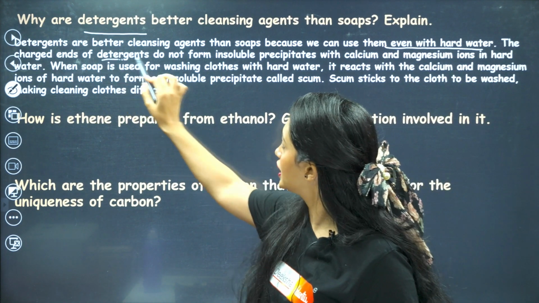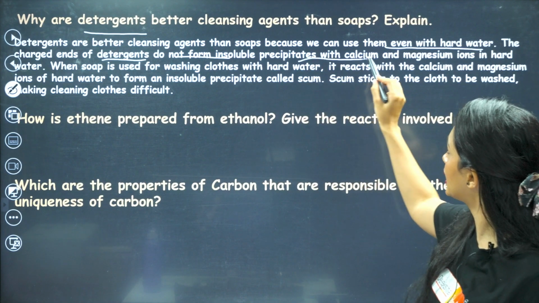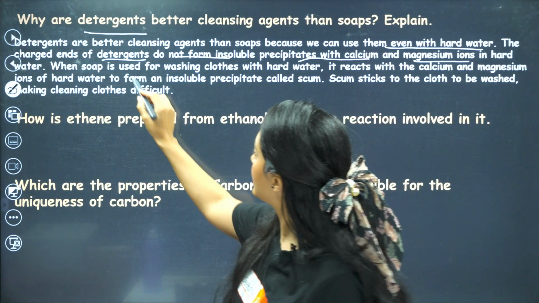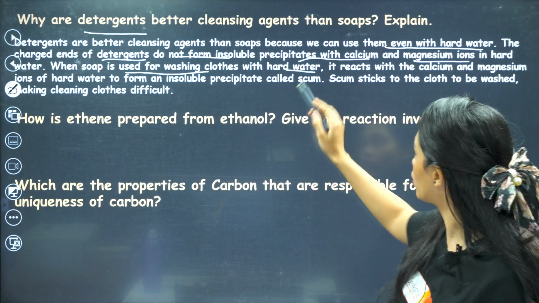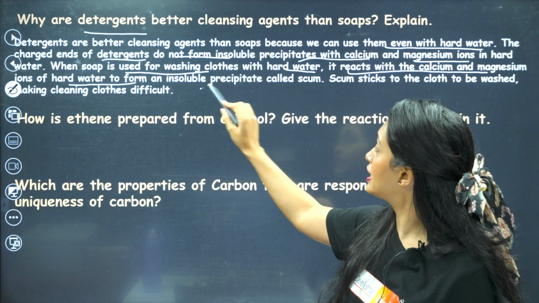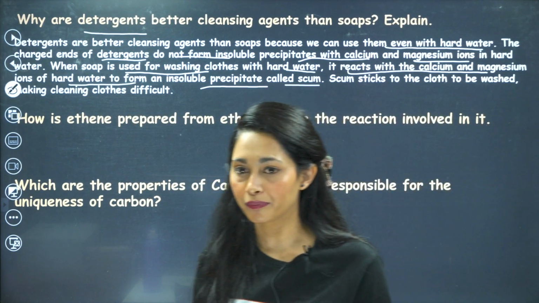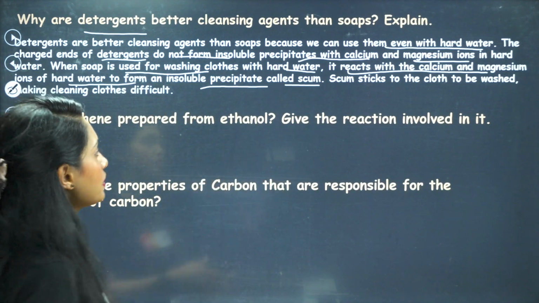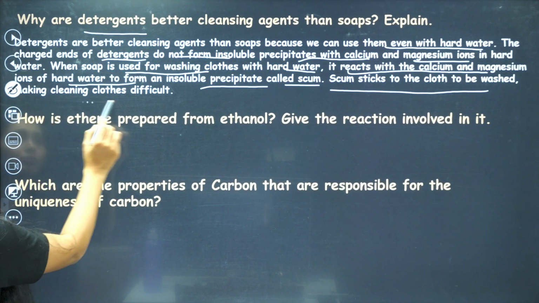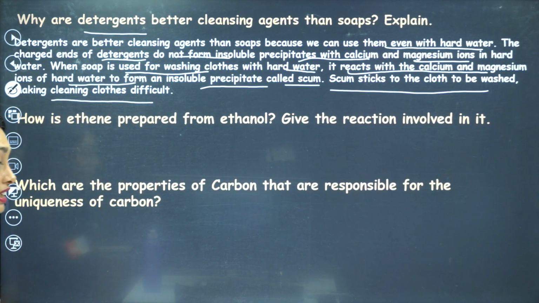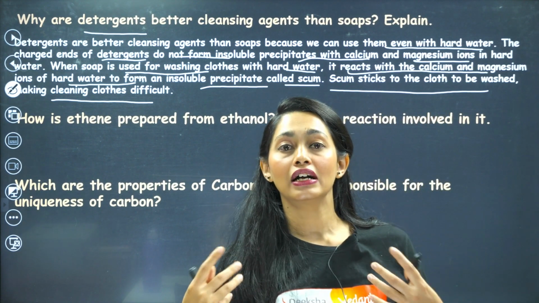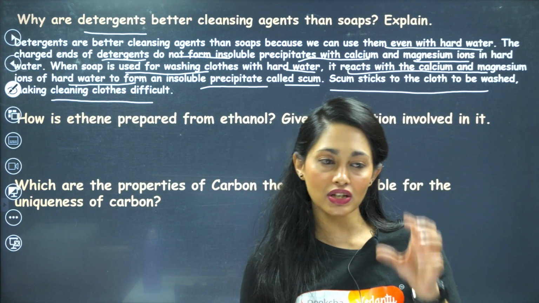The charged ends of detergents do not form insoluble precipitates with calcium and magnesium ions in hard water. But when soap is used for washing clothes with hard water, it reacts with the calcium and magnesium ions of hard water to form an insoluble precipitate called scum. The scum sticks to the cloth to be washed, making cleansing of clothes difficult. It's going to be very difficult for soap to show the cleansing action because scum is going to be formed.